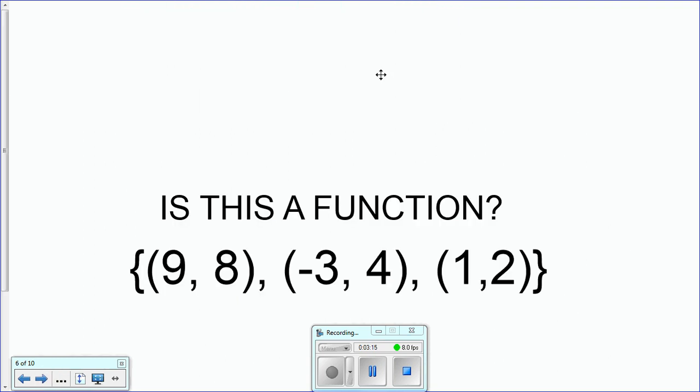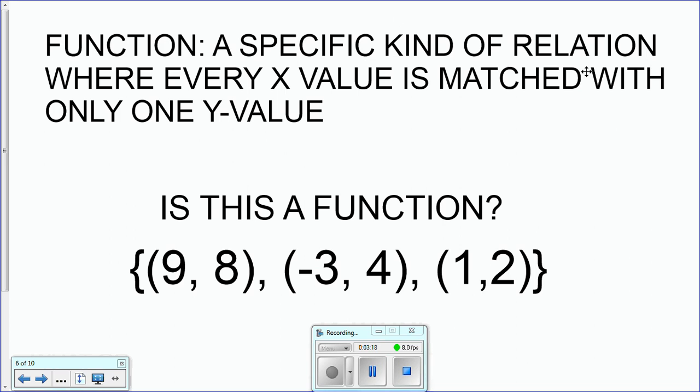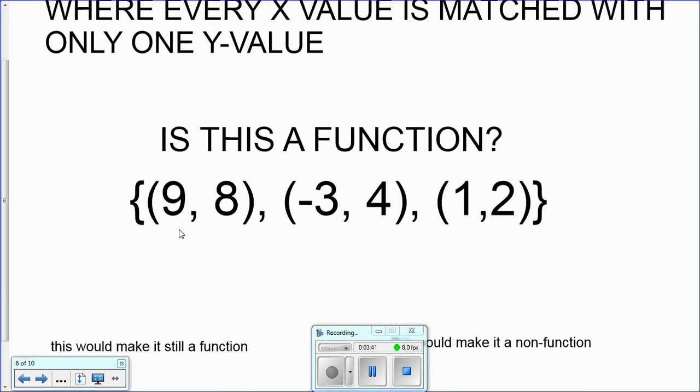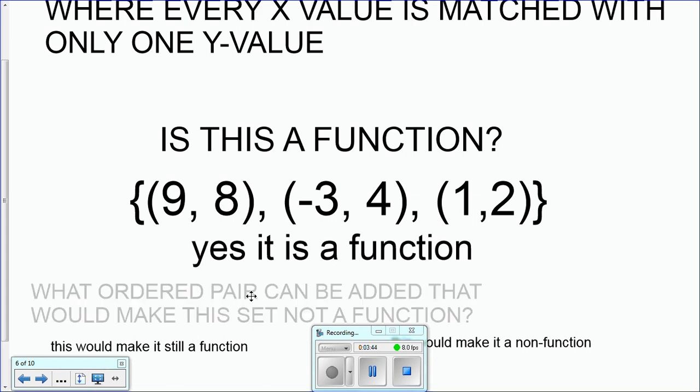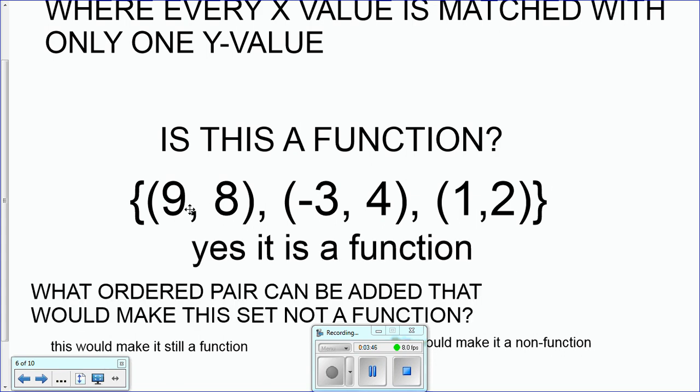A function is a specific kind of relation where every x value is matched with only one y value. So if your x is 1, and it's in an ordered pair with a 3 for its y, and also in another ordered pair with a different y, think of it like it's cheating on the y, it's not a function. Looking at this example, is this a function? Yes, because all the x values are matched with only one y value. 1 is only matched with 2, -3 is only matched with 4, and 9 is only matched with 8. So yes, it's a function.